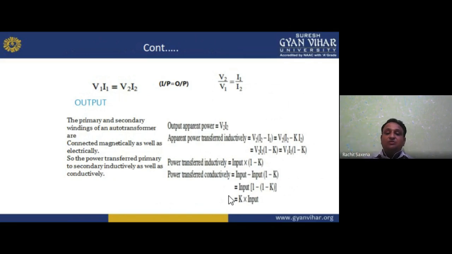The power transferred inductively is input times (1 minus K), and the power transferred conductively is input minus input (1 minus K), which is K times input. And what is K here, my dear student? K is the transformation ratio, that is V2 by V1, I1 by I2, and N2 by N1. So this is what we get for the auto transformer.